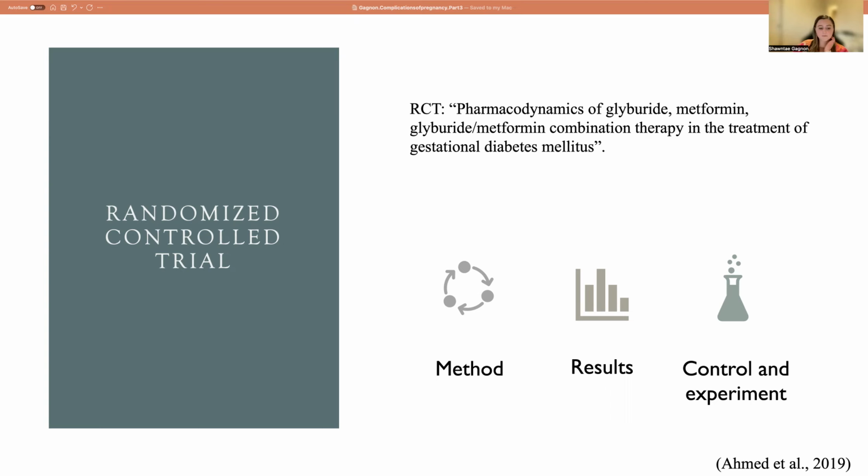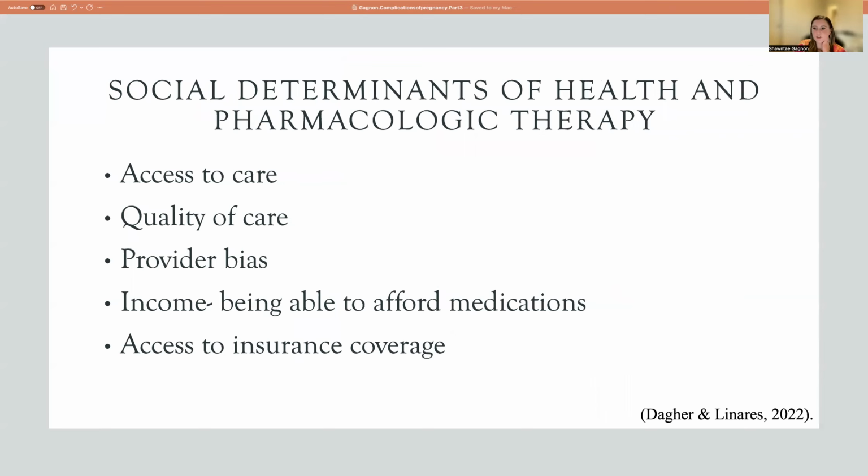So some social determinants of health related to pharmacologic therapy to be aware of. Access to care and then quality of care. So do patients have access to pharmacies, to refills, to providers who can monitor their diabetes and their need for medications and monitor those medication outcomes?